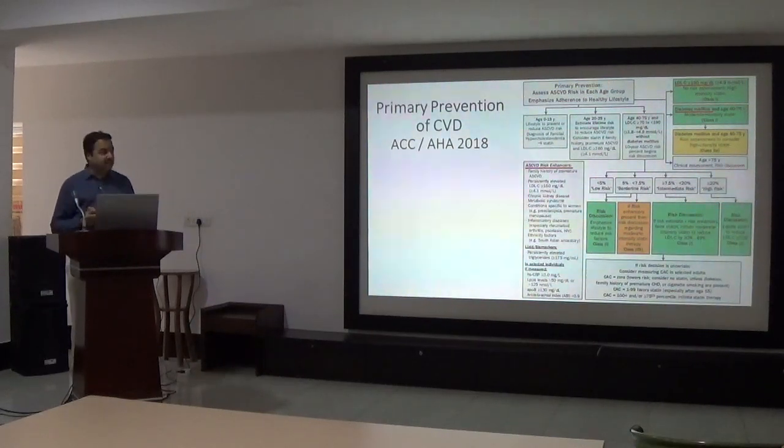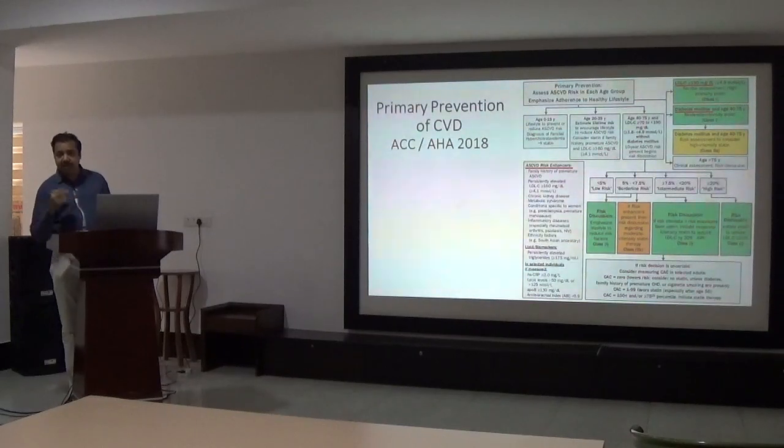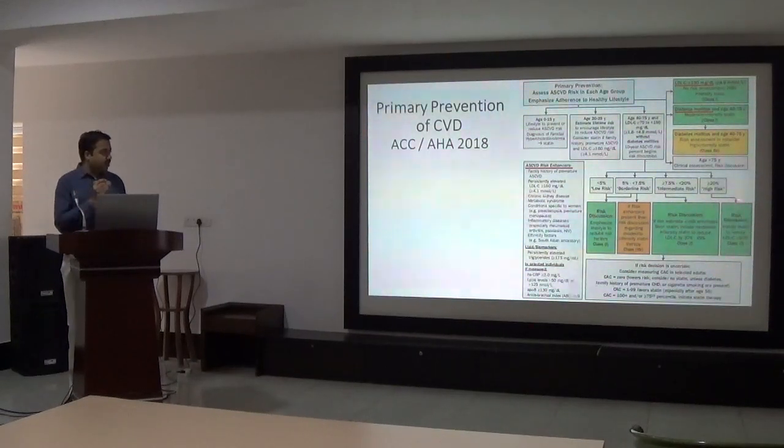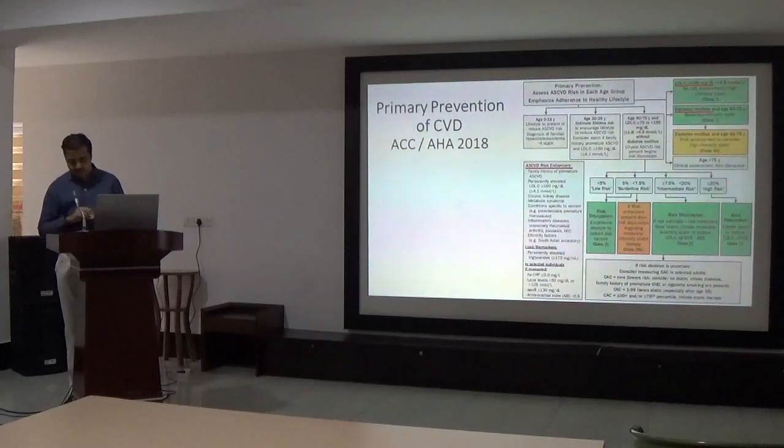So this is in general. This is common for both the guidelines: LDL cholesterol more than 190, start with statin. Diabetes mellitus 40 to 75 years, start with statin, at least moderate intensity, if not high. Risk moderate to high, 7.5 to 20%, start with statins. For ambiguous patients, CAC scoring, ankle brachial index and other parameters may help.